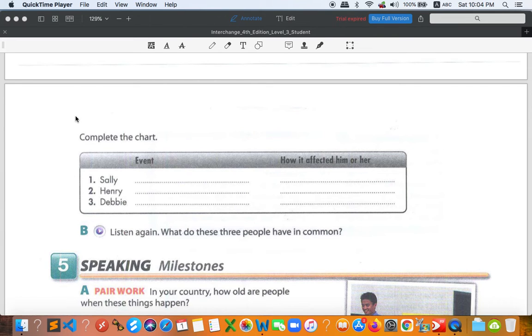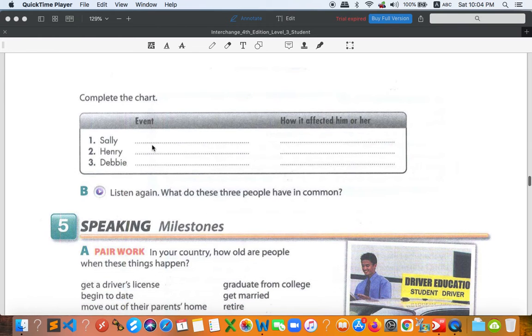So in this activity, what you are going to do is to listen to 3 people describe important events in their lives and then complete the chart. So you're going to listen to these 3, Sally, Henry, and Debbie. Try to find out about the event that happens in their life and how it affected him or her. Once you finish this listening part A, then try to listen again and find out what these 3 people have in common. You can refer to the listening audio that I attached, and then you can check and listen in order to get the answer. Don't worry, I will give you the answer for this.